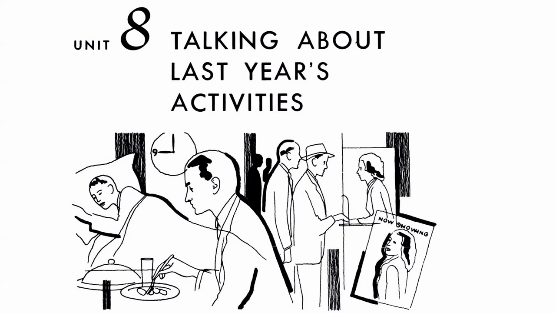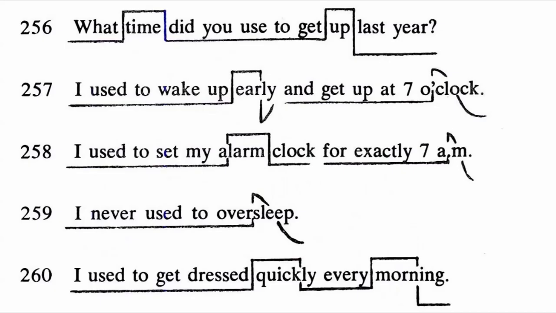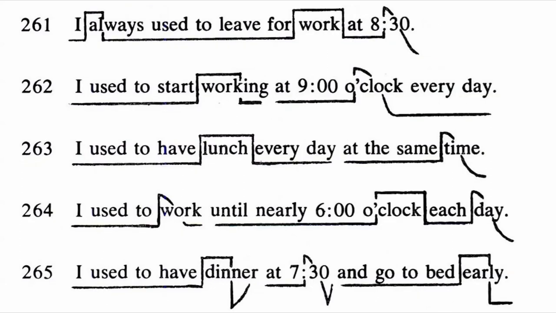Talking about last year's activities. What time did you used to get up last year? I used to wake up early and get up at 7 o'clock. I used to set my alarm clock for exactly 7 a.m. I never used to oversleep. I used to get dressed quickly every morning. I always used to leave for work at 8:30. I used to start working at 9 o'clock every day.